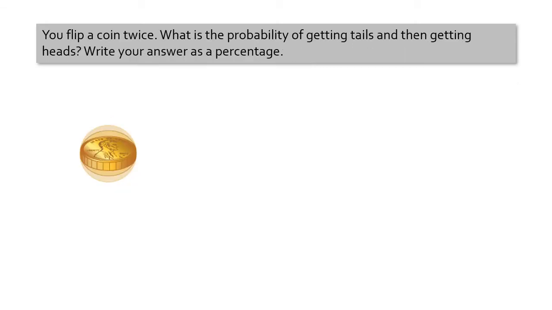All right, you flip a coin twice. What is the probability of getting tails and then getting heads? Write your answer as a percentage. So first we need to decide, is this independent or dependent? This is going to be independent because you're flipping a coin and each outcome doesn't affect the next one. So we need to find the probability of the first outcome and then multiply it by the probability of the second. So the first outcome we want to get is the probability of getting tails.